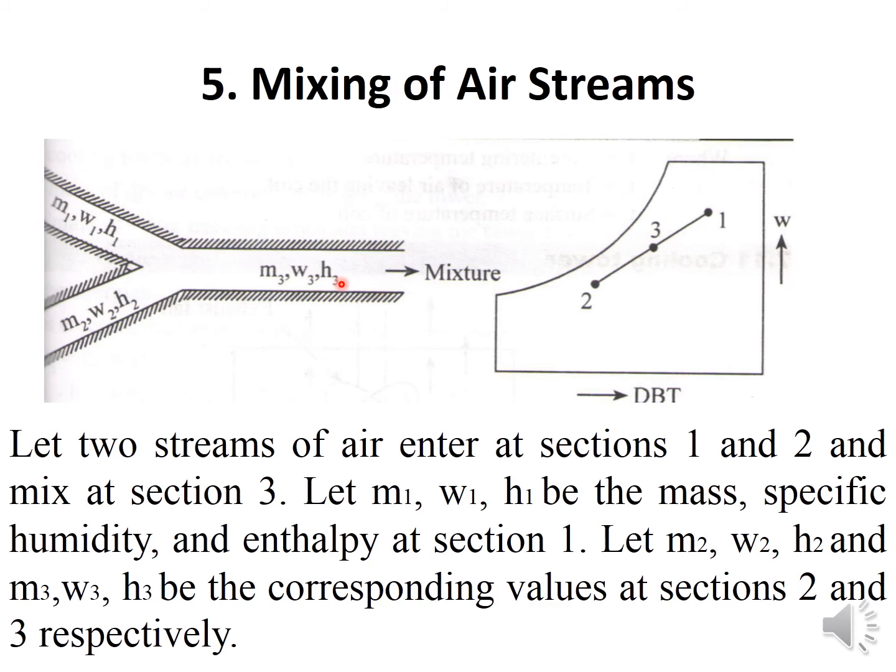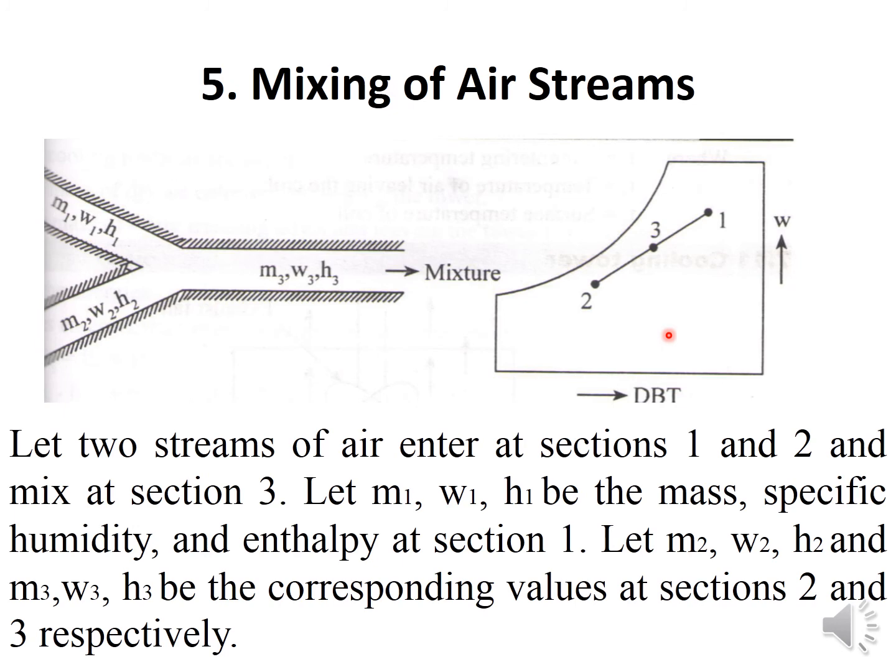Similarly, H3. See here, the same explanation is written here. Let two streams of air enter sections 1 and 2, and mix at section 3. Let M1, W1, H1 be the mass, specific humidity, and enthalpy at section 1, and M2, W2, H2 and M3, W3, H3 the corresponding values at sections 2 and 3 respectively.